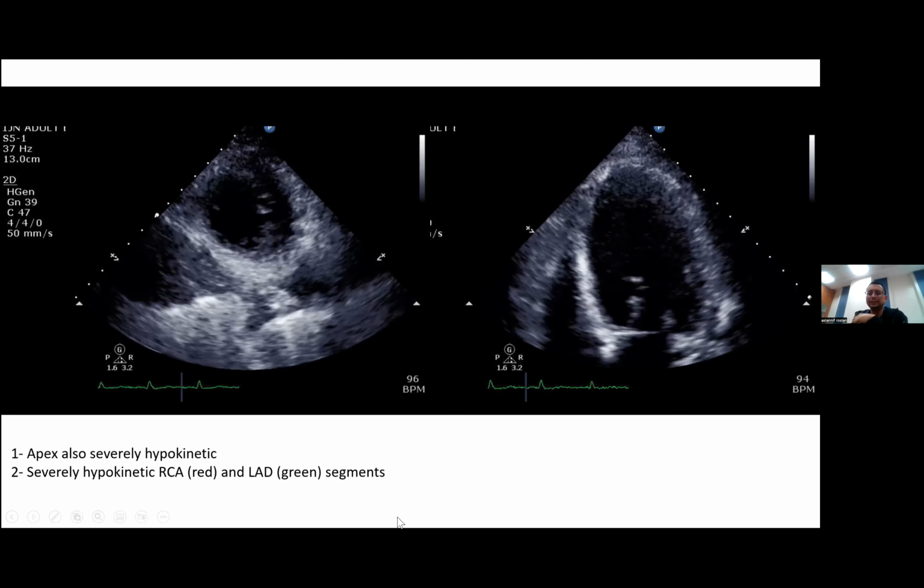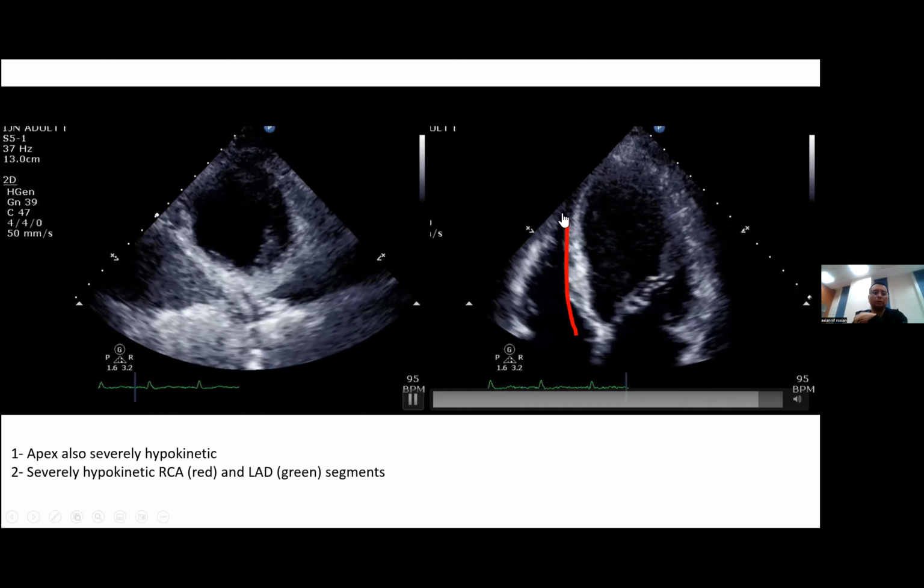Now, I just wanted to show you the segment. So this red here, this is the inferior wall supplied by the right coronary artery.